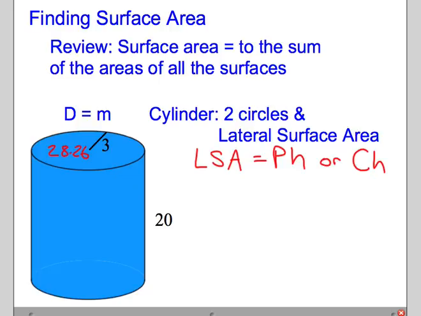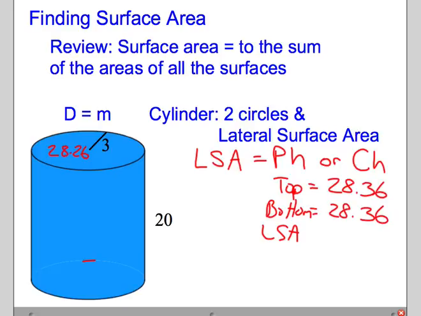So I have my top, I'm going to have my bottom, and then my lateral surface area. I'm going to add those all together. So the top is 28.26. What's the bottom going to be? Same thing. Whatever the area of the cylinder is on top, the bottom is going to be the same. So 28.26. Now we just need to find the lateral surface area.